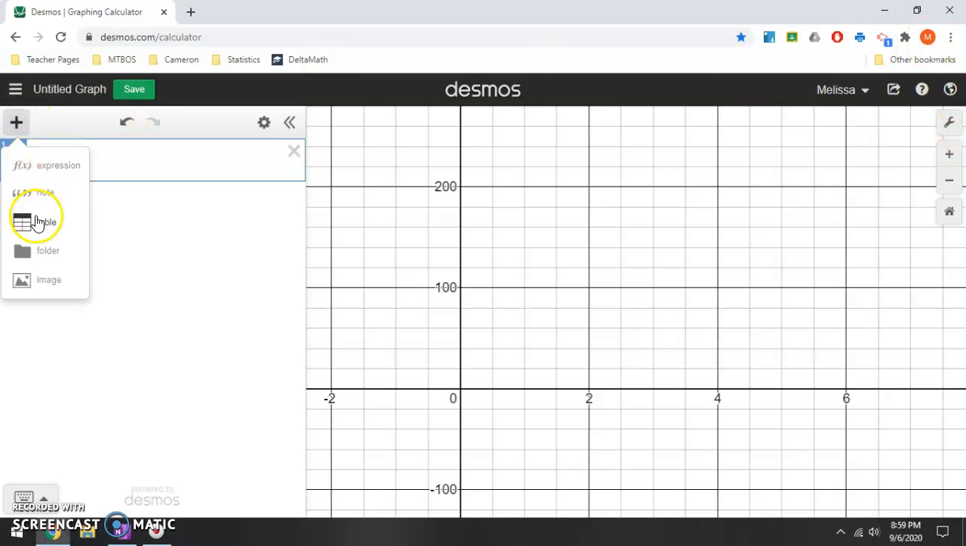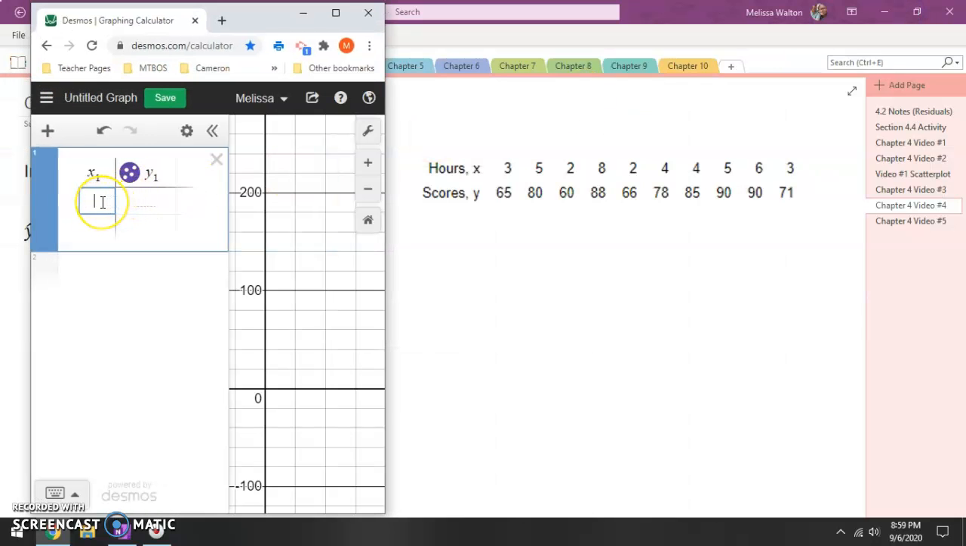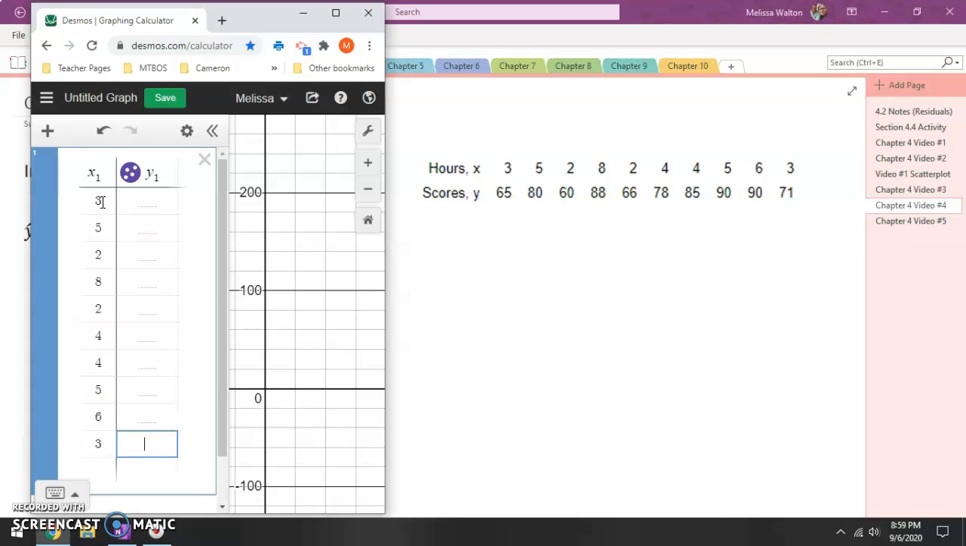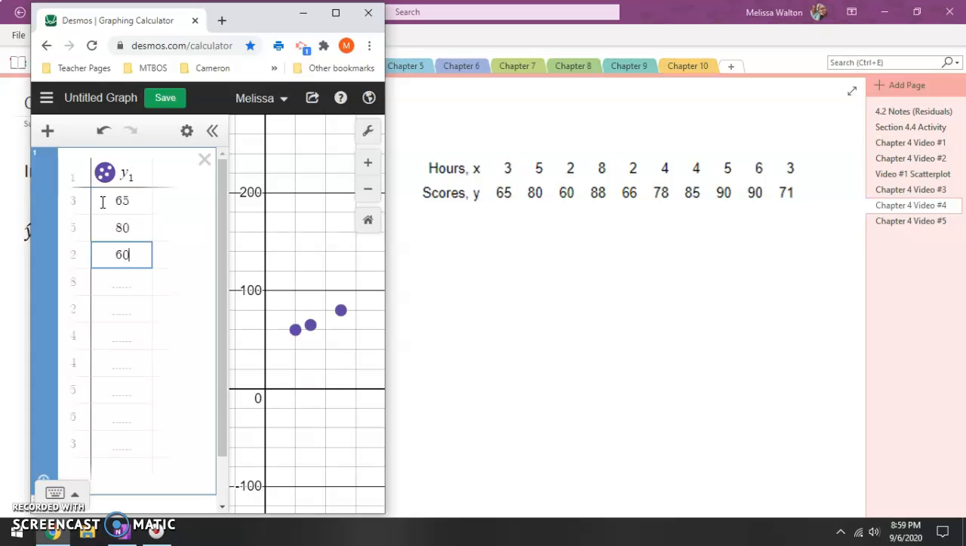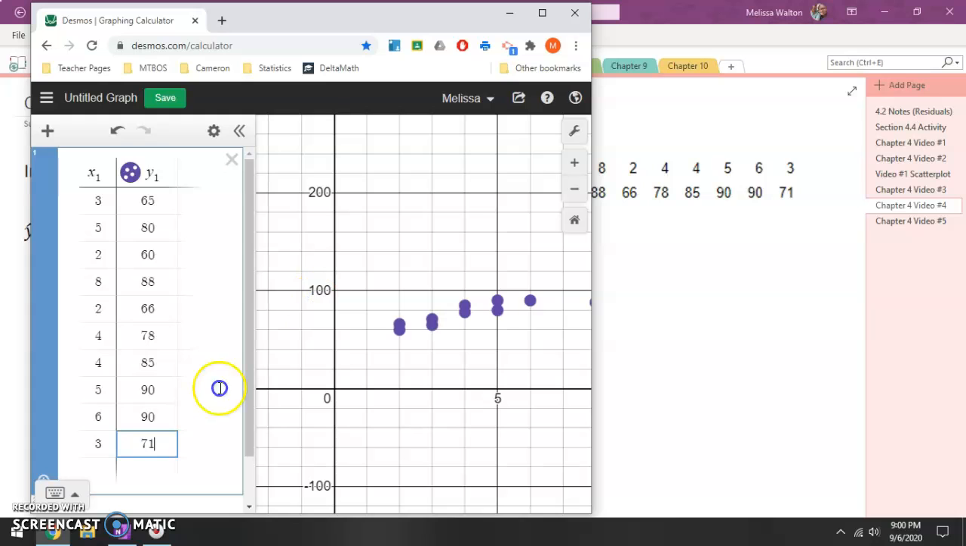So first off, let's go ahead and add a table. And then we do need to type in these values. So we've got 3, 5, 2, 8, 2, 4, 4, 5, 6, 3. And finally, our scores that these students got. We had a 65, an 80, a 60, an 88, 66, 78, 85, 90, 90, and 71. And you are going to want to double check just to make sure that you're good. I believe in all of you. But before you actually calculate anything, just double check to make sure those values are matching up.